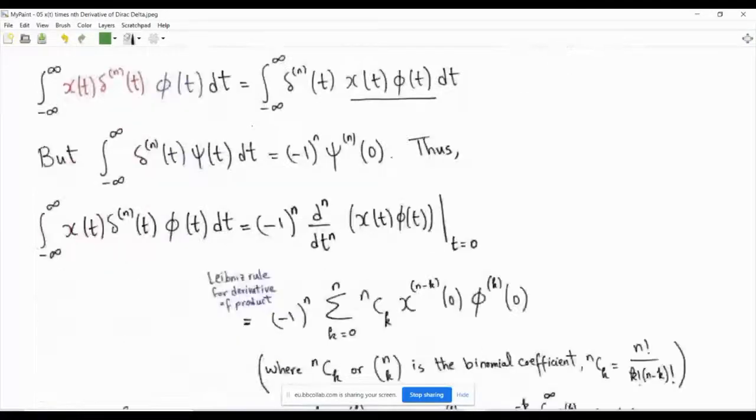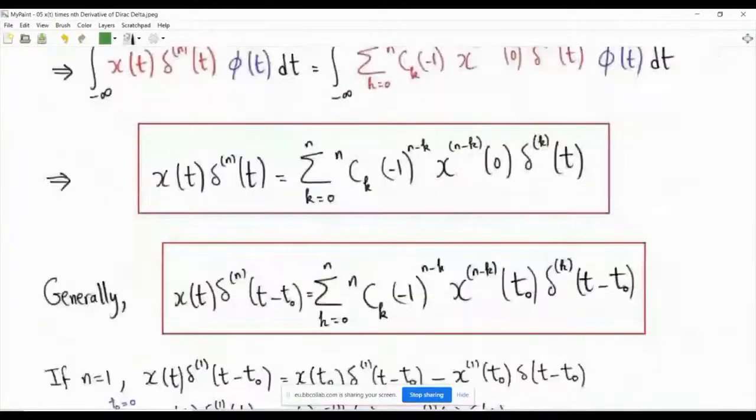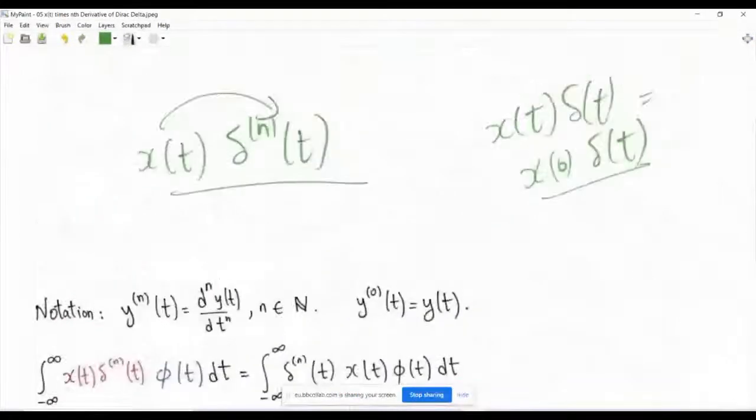We'll do this in the next lecture, but to give you a flavor of what's going on: when a function is multiplied by a derivative of the Dirac delta, the result is a summation with a number of terms equal to n plus 1. So if you multiply x of t by the nth derivative of the Dirac delta, generally you get n plus 1 terms and not just one term like here. Okay, so this will be a bit more complicated.